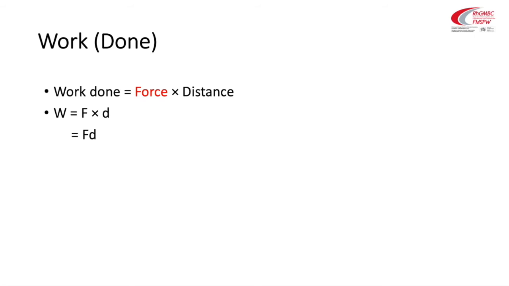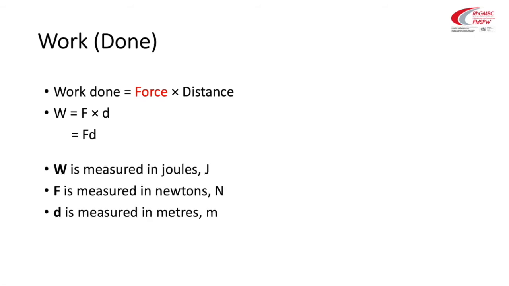We also will be looking at energy. So firstly, work done, and work done is force times distance. We'll come back to why that force is in red in a moment. So W is F times D, or just FD. W is measured in joules, the unit for energy. F is measured in newtons, the unit for force, and D is measured in metres.